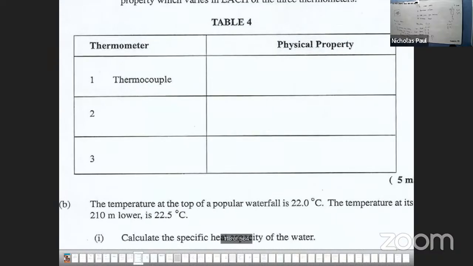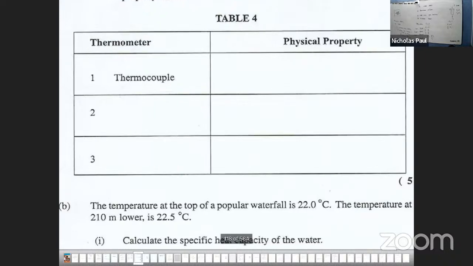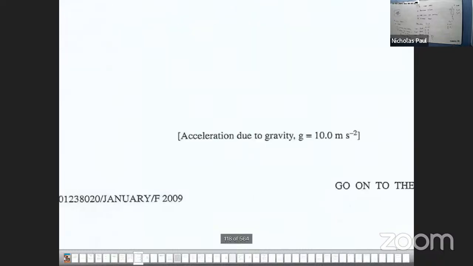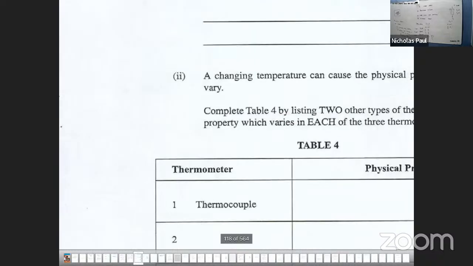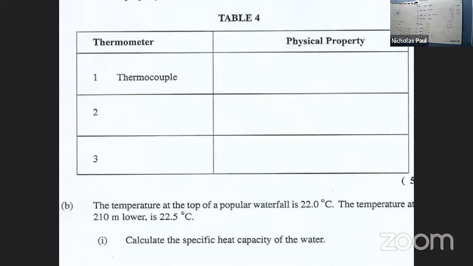Write down 3 thermometers and their physical property. Paper, Jan 2009, number 3. See if we can fill out the table. Let me see who remembers what the physical properties are talking about here. You can look in the handout, right?